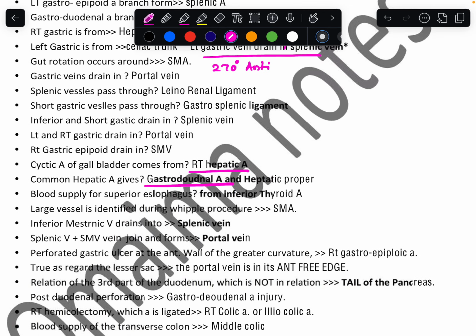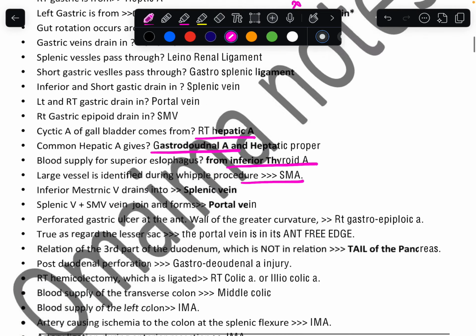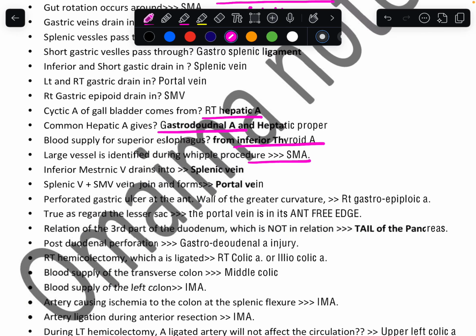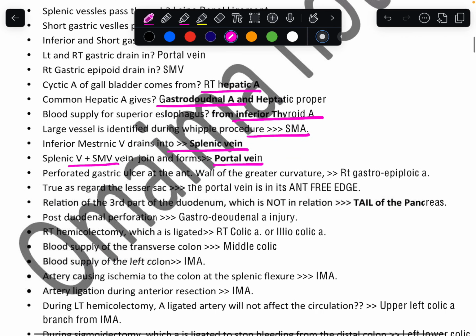Blood supply of the superior esophagus is from inferior thyroid, most of the time, top of the esophagus. Large vessel identified during Whipple's is superior mesenteric artery. Inferior mesenteric vein drains into splenic vein. Splenic vein and superior mesenteric vein join to form portal vein behind the neck of pancreas. Perforated gastric ulcer at the anterior wall, right gastroepiploic artery. True as regards the lesser sac is portal vein is the anterior free.